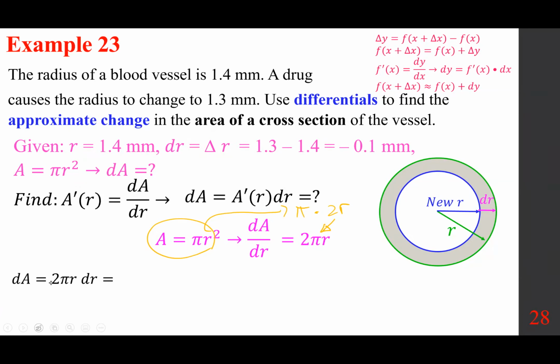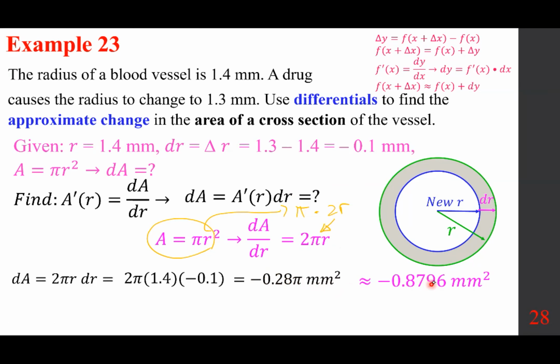So all you have to do, replace the r with the original r, which is 1.4, and dr is negative 0.1 because it's shrinking. And use a calculator. This is, of course, negative 0.28 pi millimeters squared. And if you use a calculator with a bunch of decimals, this is an approximation. Most likely, this is what we want, but it's important to have this. In case they ask you for that, that's fine, but this is more important because it's precise.